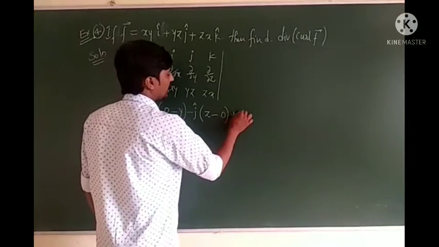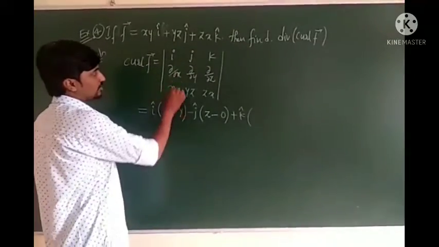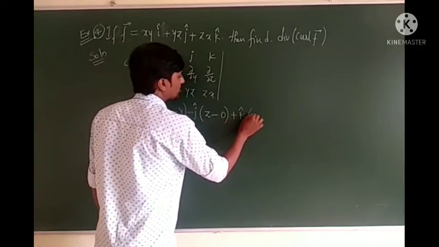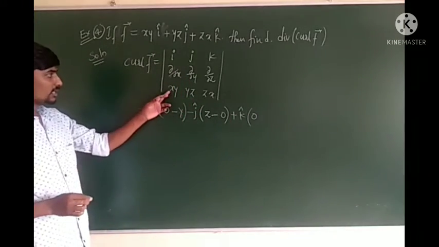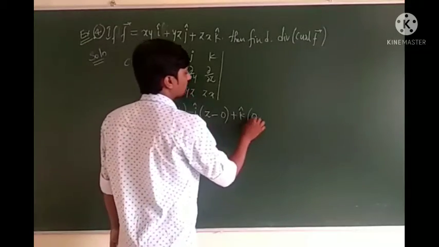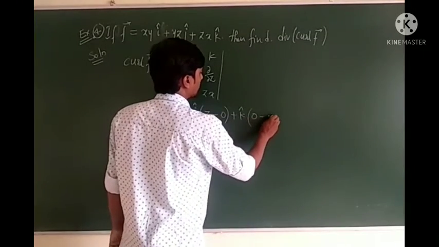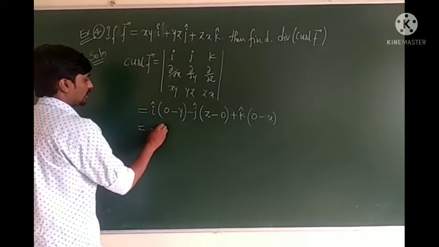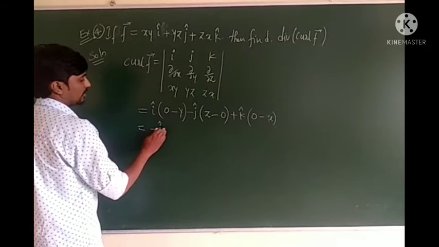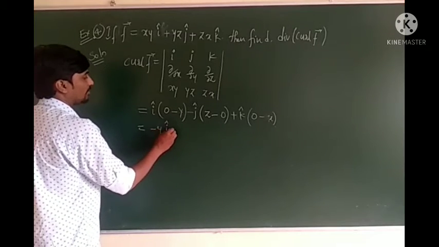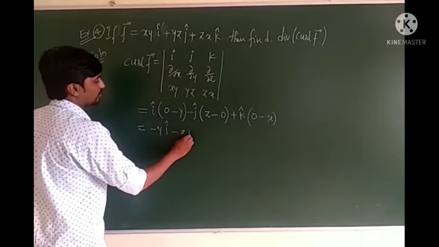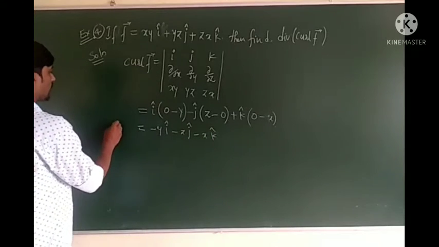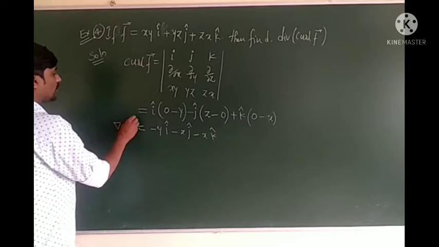Next plus k into bracket. Differentiating this with respect to x gives 0, because the x term is absent. Next xy: differentiation with respect to y is minus x. So therefore ultimately we have the value minus y into i cap, minus z into j cap, minus x into k cap. So this is our del cross f, that is, the curl of f.